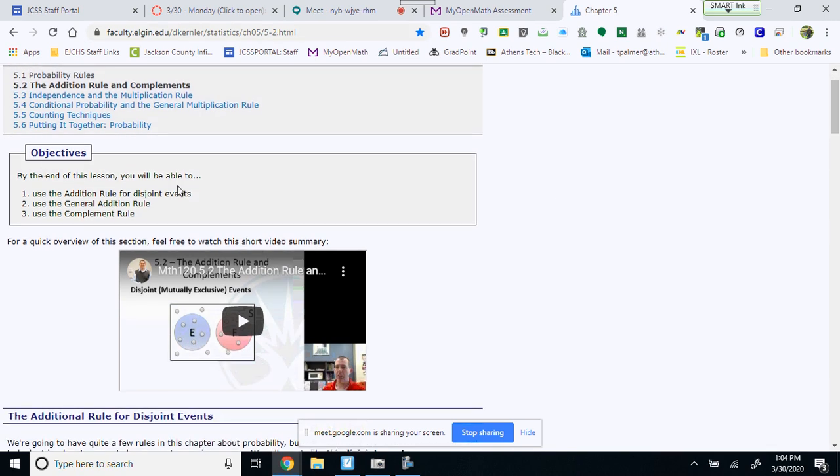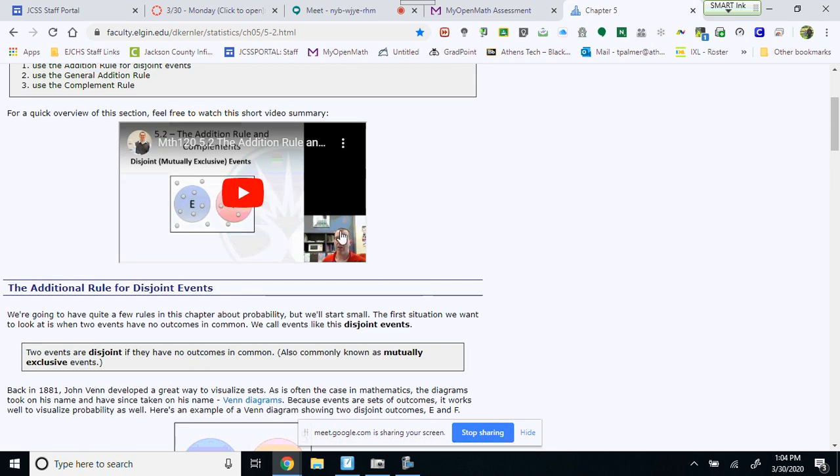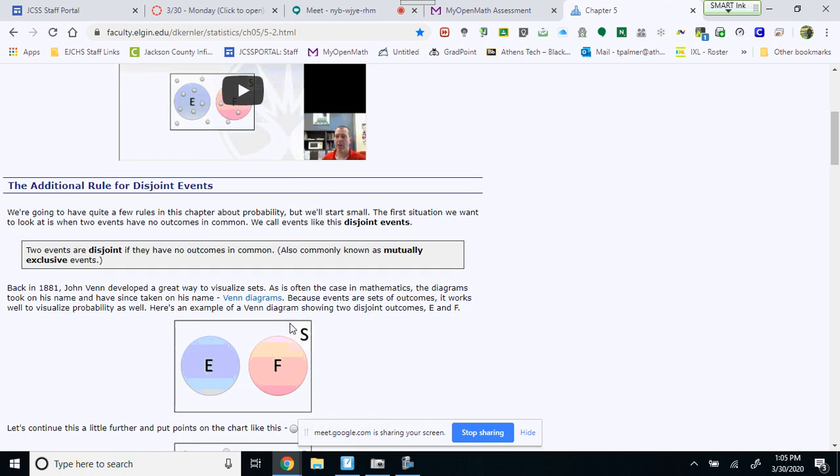Here's a list of objectives. By the end of this lesson, you'll be able to apply the addition rule for disjoint events, right? Disjoint events are basically mutually exclusive. Basically, does one affect the other? Is one tied into the other, right? So I highly recommend watching the video on disjoint and joint events, and they do Venn diagrams, which you probably saw when you were in 10th grade geometry, and it just kind of goes through.